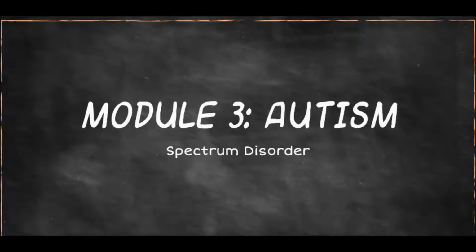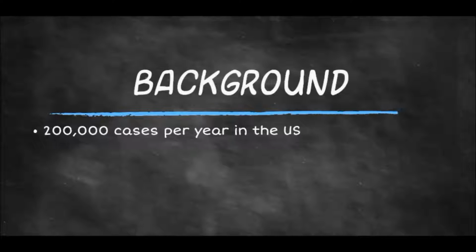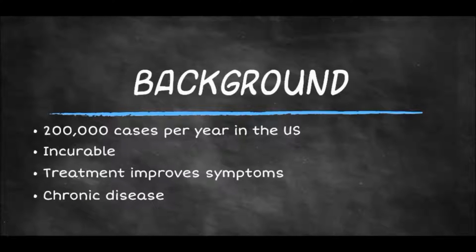Autism is also called autism spectrum disorder, and it is defined as a serious developmental disorder that impairs the ability to communicate and interact. It is very common, as the U.S. sees more than 200,000 cases per year. It cannot be cured, however, treatment can help. It's chronic, and it can last for years or be lifelong.